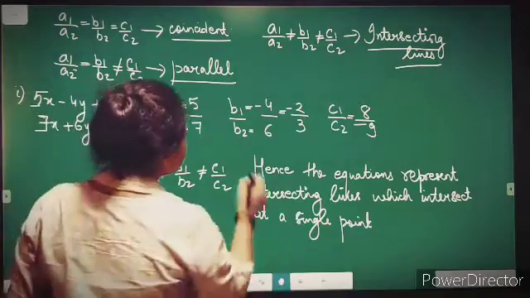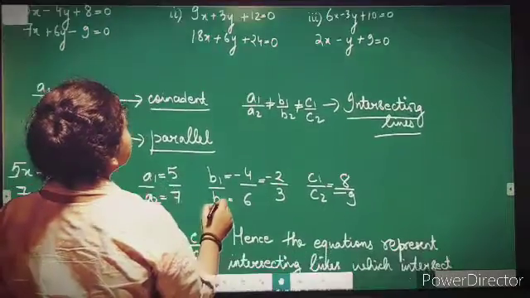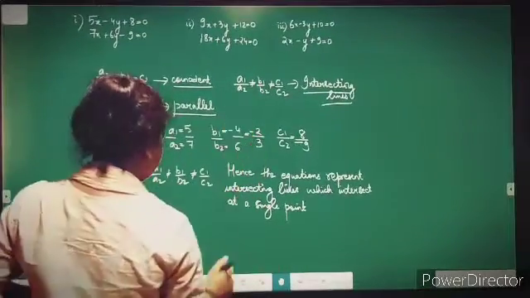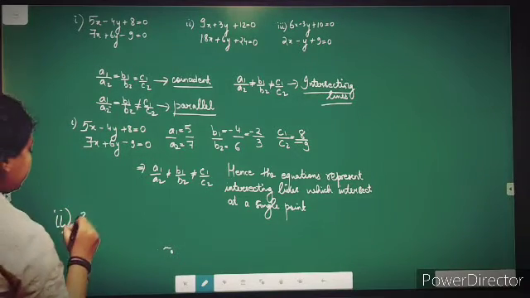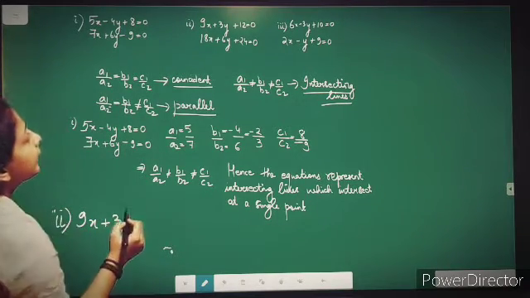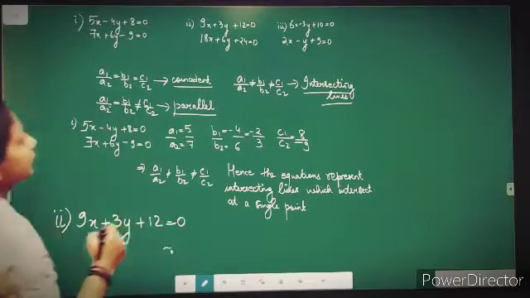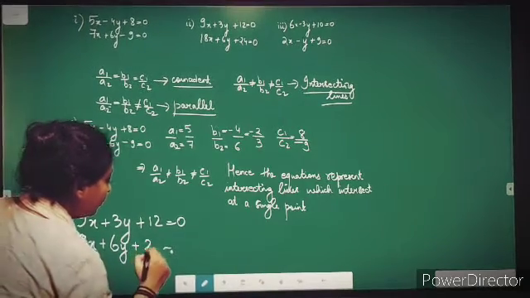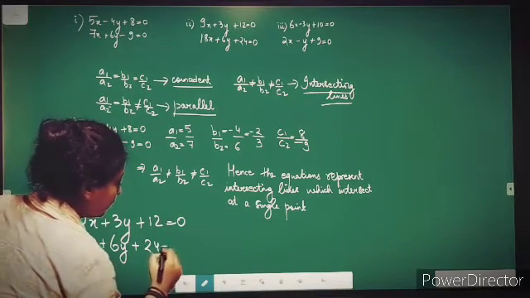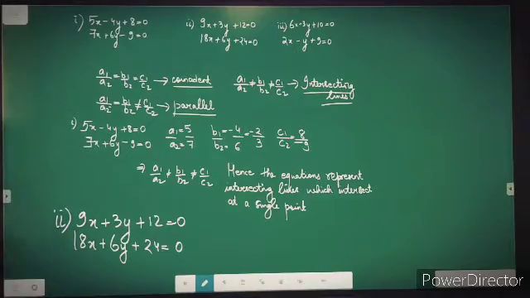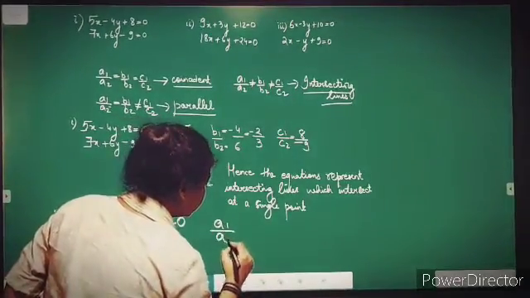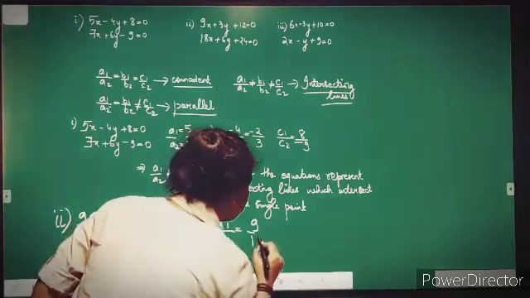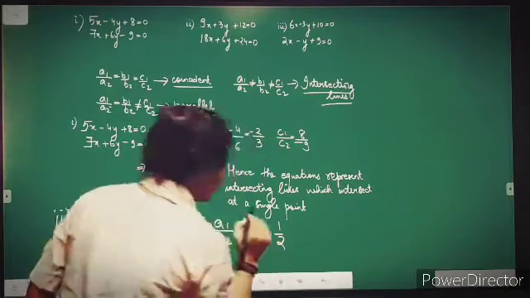Second part, we have 9x plus 3y plus 12 equal to 0, and the second equation is 18x plus 6y plus 24 equal to 0. Here, a1 by a2. What is a1? 9. What is a2? 18. So a1 by a2 is 9 by 18, which is 1 by 2.